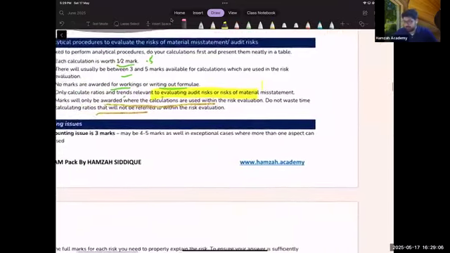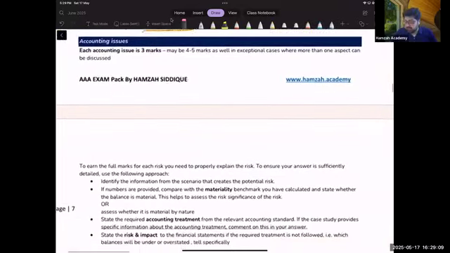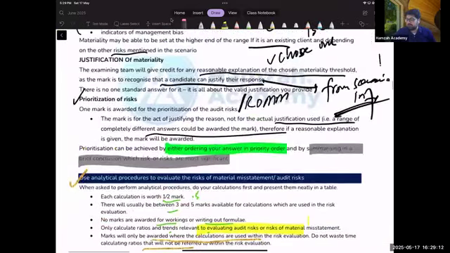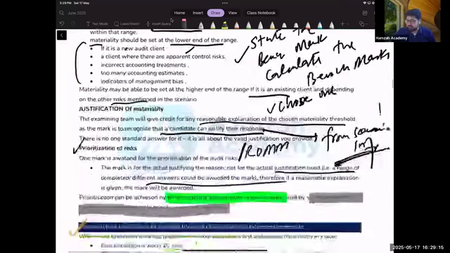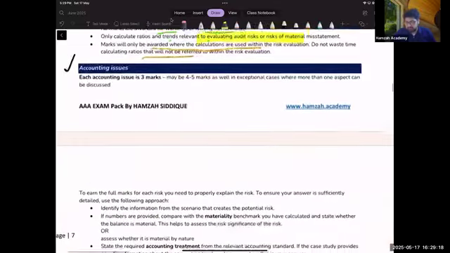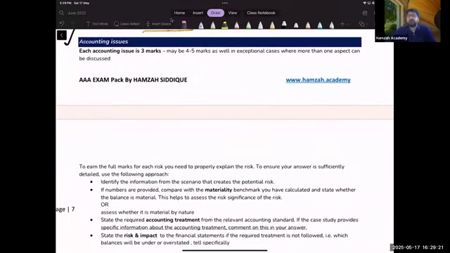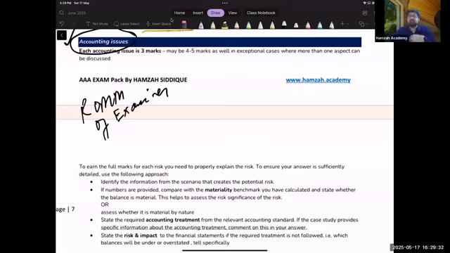I hope you got the idea now. So, accounting issue. We are discussing risk of material misstatement. Analytical procedures we have discussed; accounting issue, which I'm discussing right now. Each accounting issue is one of the favorite points in the risk of material misstatement for the examiner, and even for me as well. In my opinion, this is the point where you can score maximum marks. So each accounting issue carries 3 marks, but in exceptional cases 4 to 5 marks may be there, where you can discuss more than one aspect.